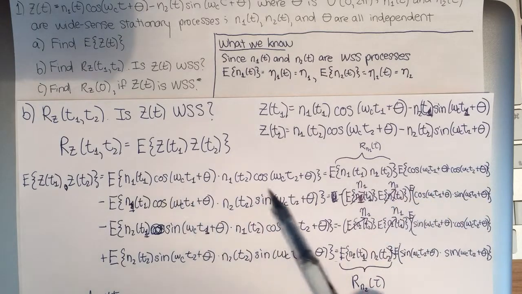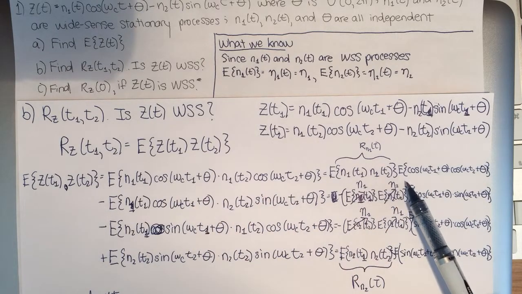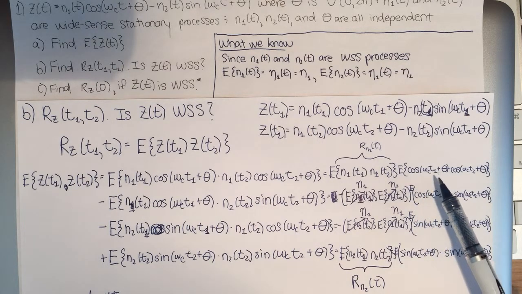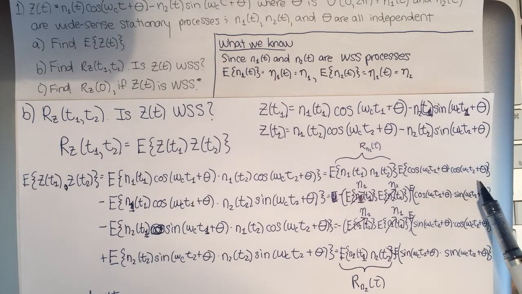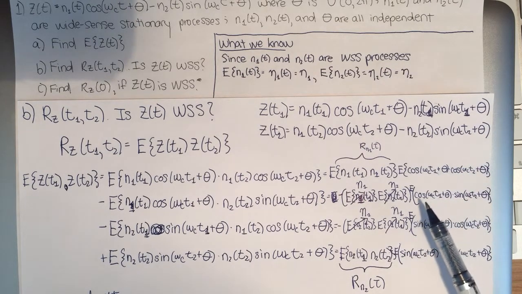Can't forget about the second part. We're still setting this equal to the expected value of cosine omega c t1 plus theta times cosine omega c t2 plus theta. Same thing for all this. I worked it out. Sorry, I had to squeeze the e in there. I forgot to add it in when I was doing the work for this video. So now that we have these four terms simplified, we're going to simplify even further.